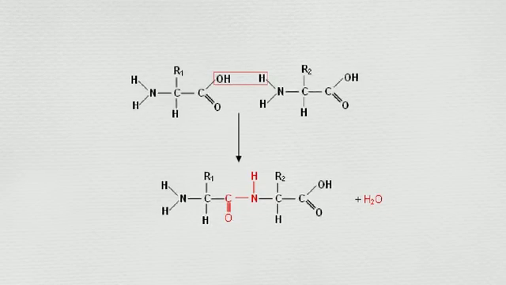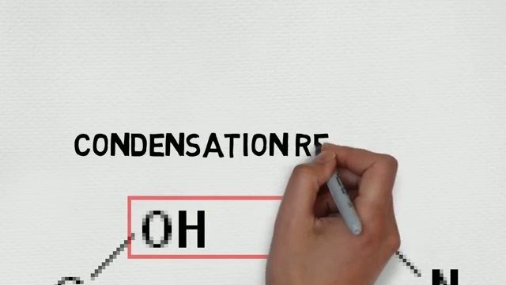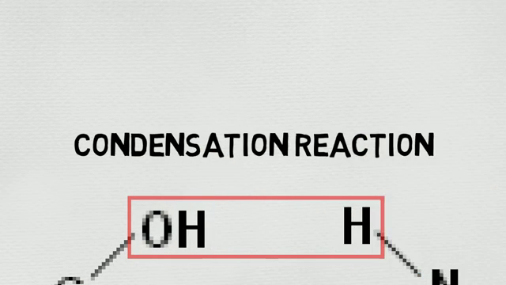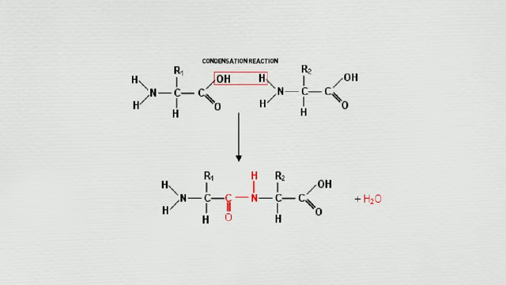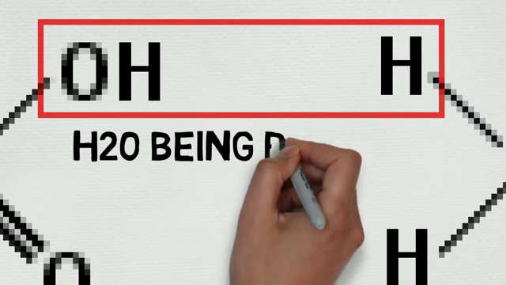In order for amino acids to link together to create proteins, a condensation reaction takes place. This reaction occurs when the OH from the carboxyl group of one amino acid bonds with the H of the amino group of another amino acid to form an H2O molecule, which is then removed. This process is also known as the condensation reaction.